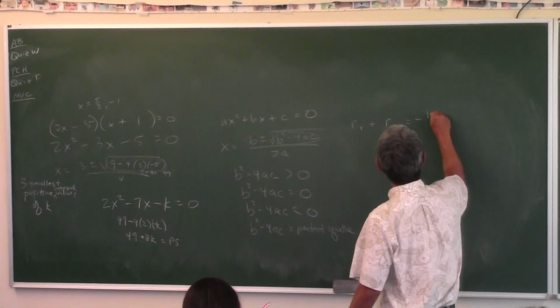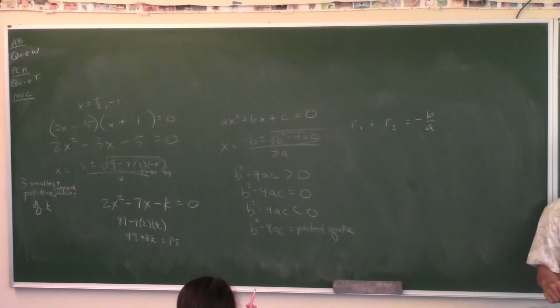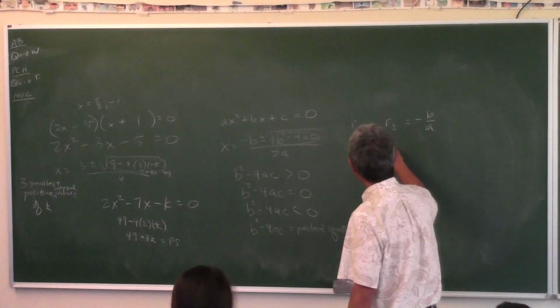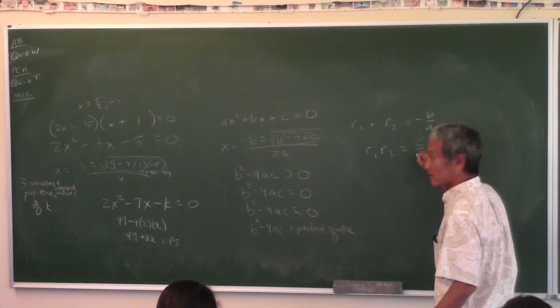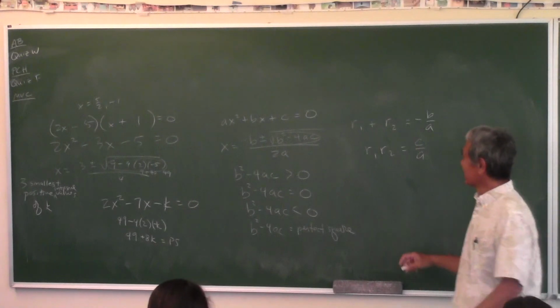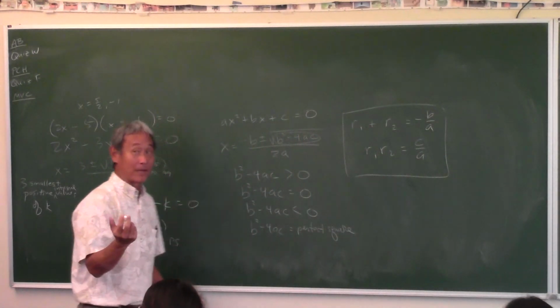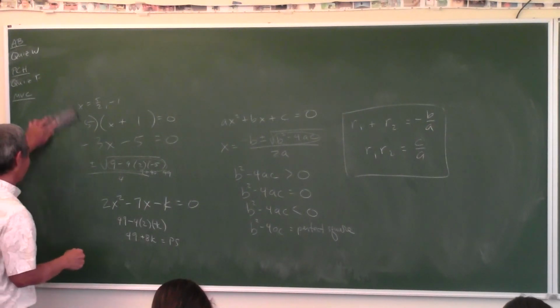It's negative b over a. Does that sound familiar? Of course, mathy people, we know, right? If you multiply the 2 roots together, you will always get c over a. That's right. Okay, I hope I can teach you all this in 5 minutes because this is a math team secret. I gotta teach you.